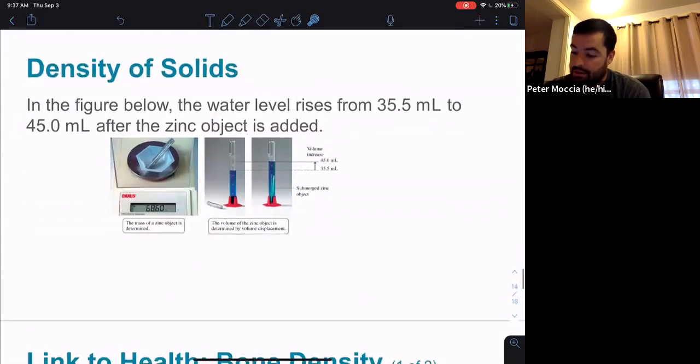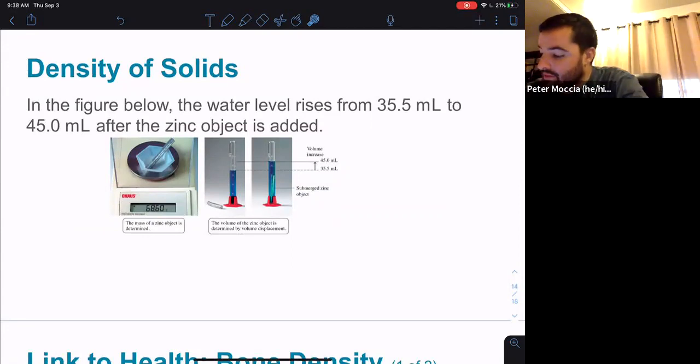So in this problem, I really, really love this problem. In the figure below, the water level rises from 35.5 milliliters to 45.0 milliliters after the zinc object is added. Okay, so we're going to look at this. Here, this is going to tell me the mass, and this is going to tell me what the volume is.